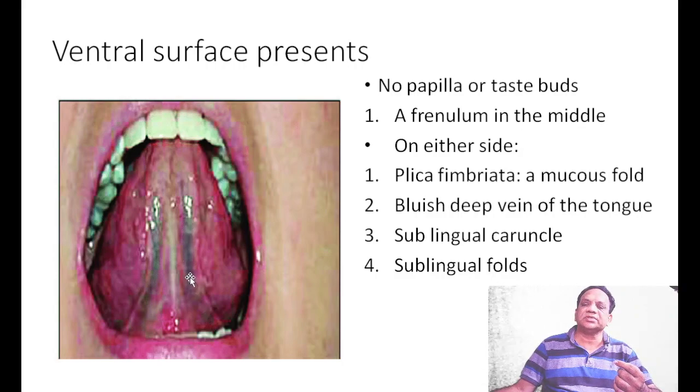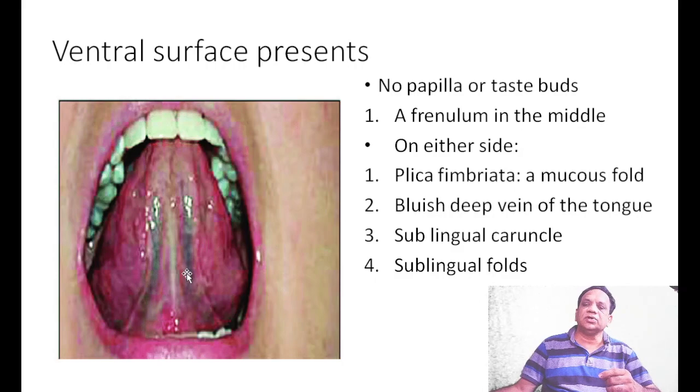What we can see through this mucous membrane is the deep vein of the tongue, what we call profunda lingual vein. So this is the deep vein of the tongue on either side of this. Lateral to that, lateral means outside to that, you can see a mucous fold, an irregular fold with small finger-like projections, what we call plica fimbriata. That is called plica fimbriata.